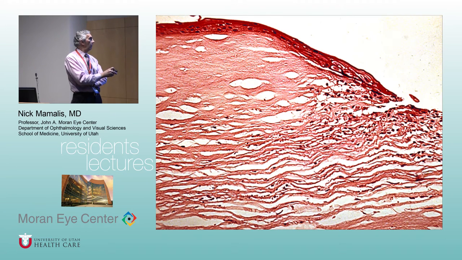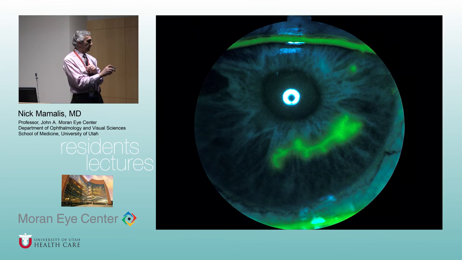So when you look at a cornea here, you can see that what's happened to the epithelium here? Yeah, it's gone. And so, remember, what does fluorescein stain? Exactly. So that area that's the bright green staining is where the epithelium is denuded.